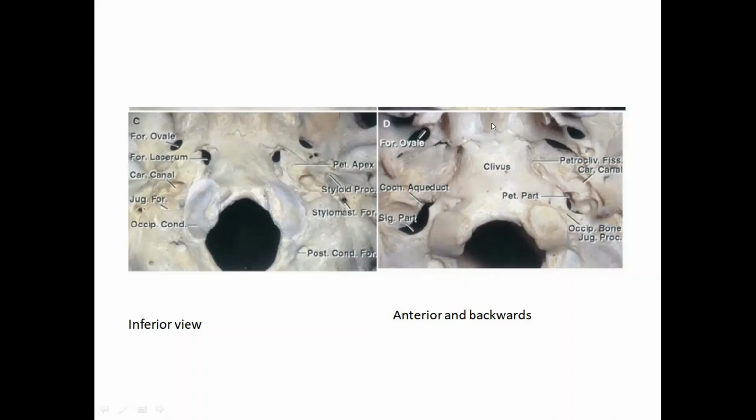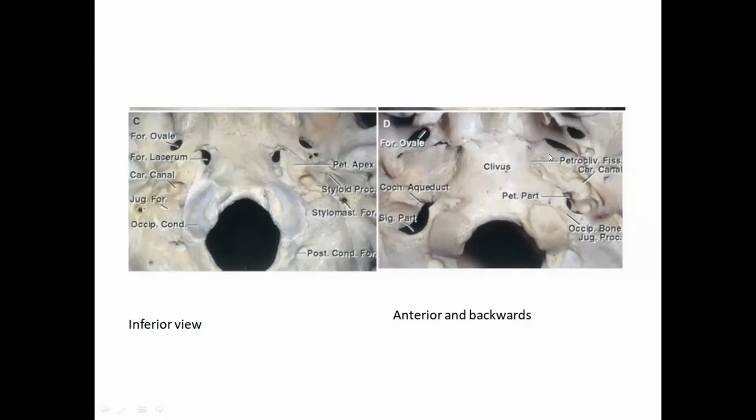And then another diagram, which further explains the osseous anatomy of the jugular foramen. This is now directed anterior backwards. We can see again here the smaller petrous part, which is directed anteromedially. Then we have the sigmoid portion, which is directed posterolaterally, and this is usually larger. However, it is also said that the jugular foramen on the right side is usually comparatively larger than the one on the left side.